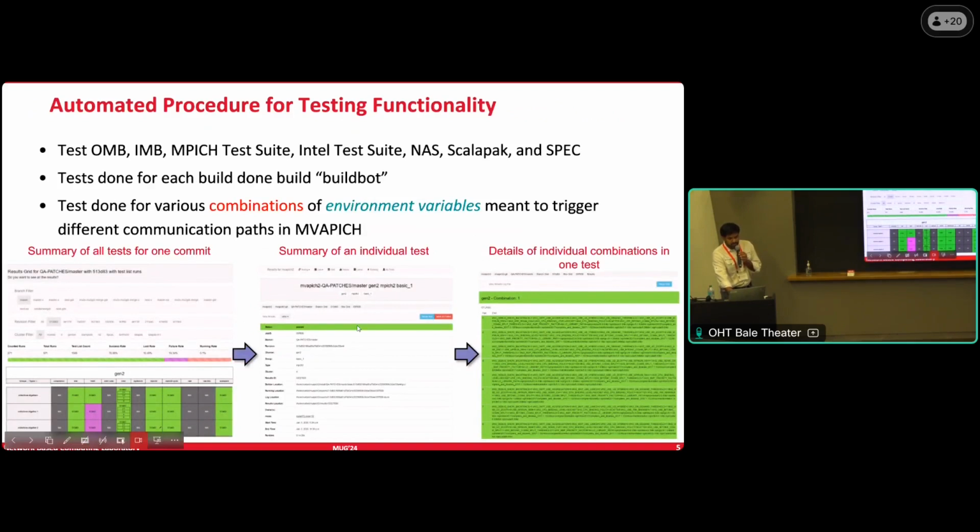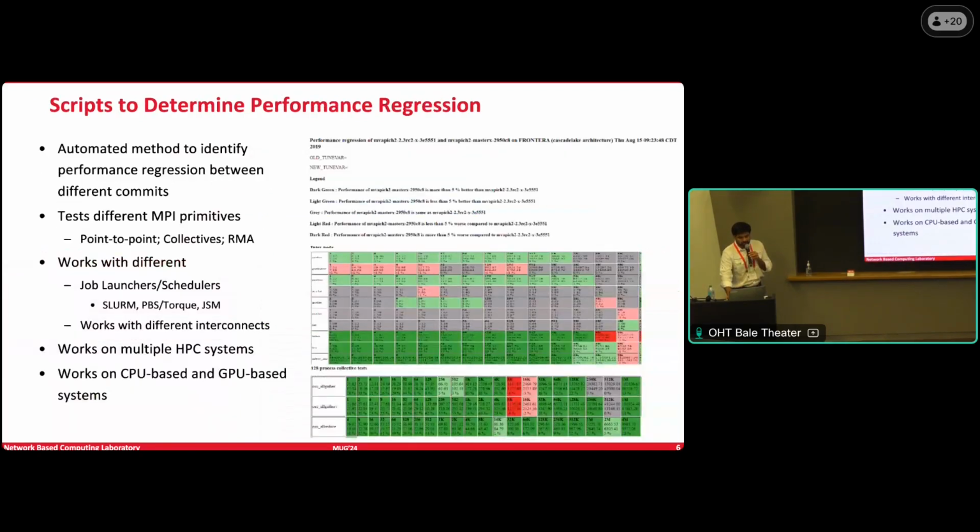This is a snapshot of what you see. We have a lot of different tests. This is what the summary of one test looks like, and each test has various different combinations. Now, all of you know that MPI libraries or any communication middleware will have a lot of knobs. You saw Samir setting a lot of variables when he was running the profiling information with TAU. Just like that, MVAPICH also has a lot of knobs, and we ensure that we test almost all the different possible combinations of these in our testing framework.